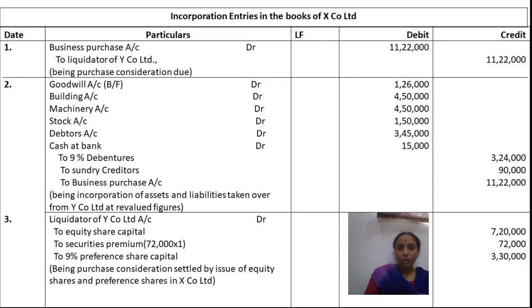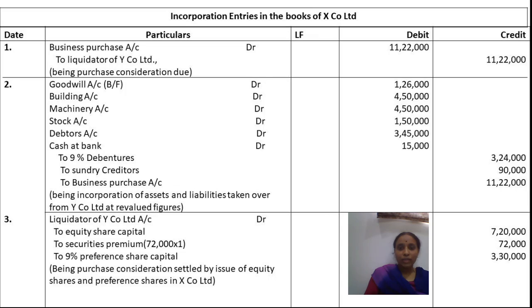They have also asked us to change the value of the machinery and building account, that value we have taken. Cash is only 15,000, and 15,000 is used for liquidation expenses. Then to 9% debentures 3,24,000, which we have calculated in the working note. Then to sundry creditors given in the balance sheet, 90,000. To PC, the purchase consideration, 11,22,000.